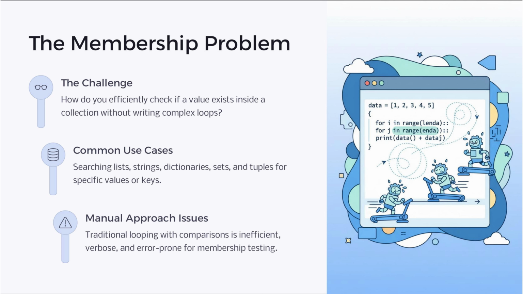Efficiently checking if a value exists in a collection is crucial. Common use cases include searching lists, strings, dictionaries, sets, and tuples. Traditional looping methods are inefficient and error-prone, often leading to verbose code. Python's membership operators offer a streamlined, reliable alternative, enhancing both performance and readability.